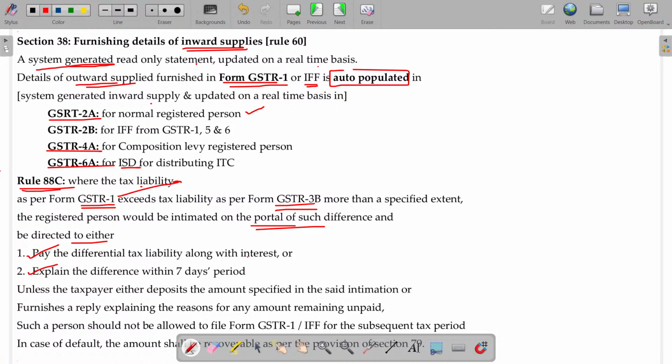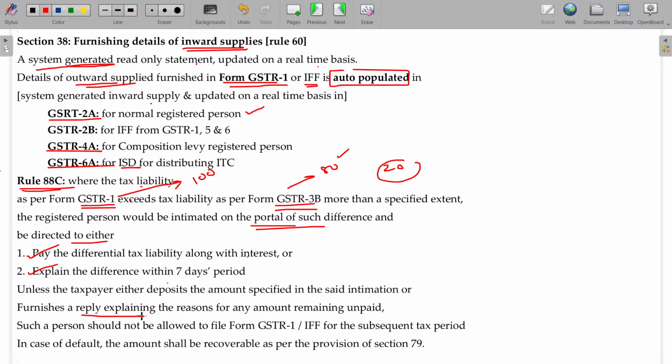The GSTR 1 showed 100, but while paying you stated 80 and paid only 80. The difference of 20 is short paid. You have to pay within 7 days, and applicable interest should also be payable, and you have to give a proper explanation. Oh, you didn't pay properly.